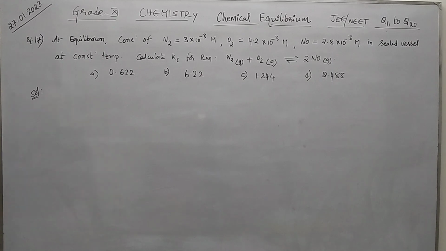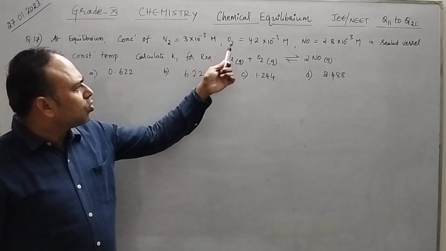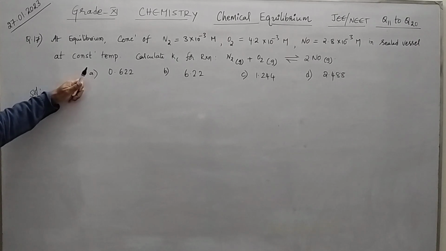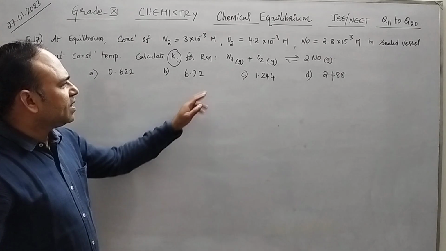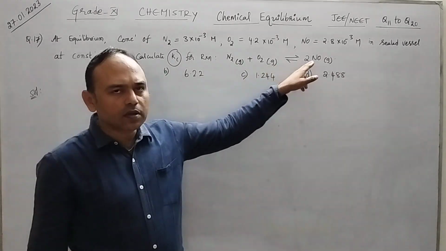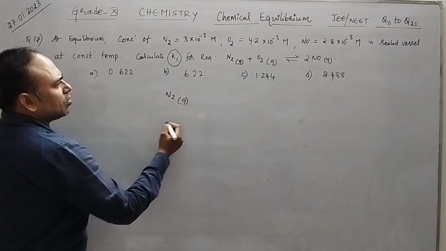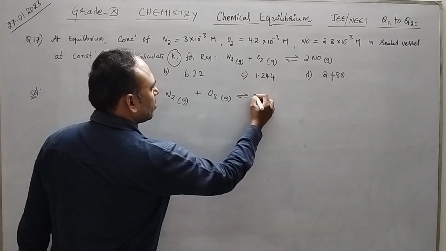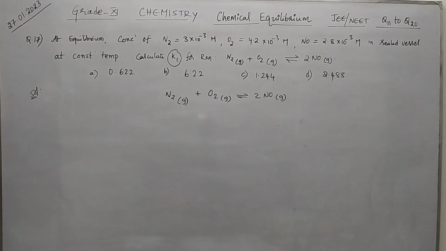Next, question number 17. At equilibrium, the concentration of N2, O2 and NO is given. So the reaction was carried out in a sealed vessel at constant temperature. Now they are asking, find out the equilibrium constant for this reaction, that is N2 plus O2 gives 2NO. First and foremost thing, write down the equation. N2 gas plus O2 gas gives 2NO gas, and write the given information.